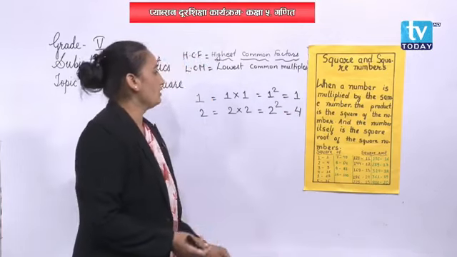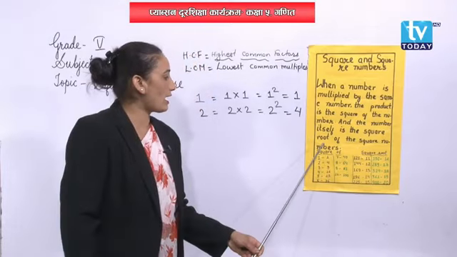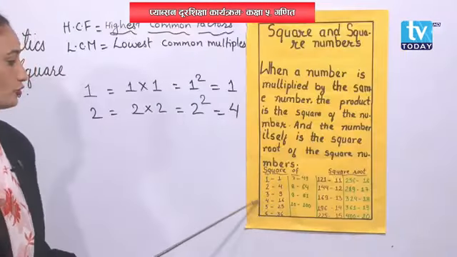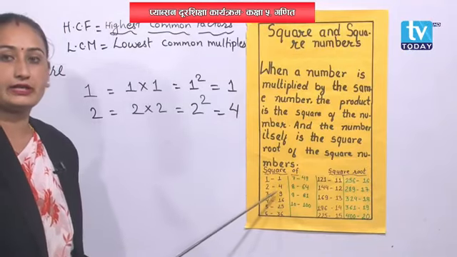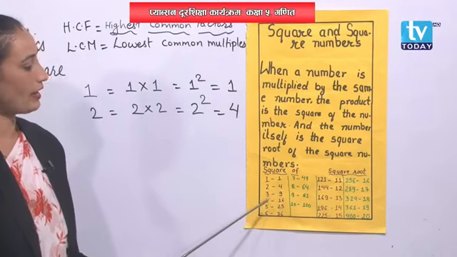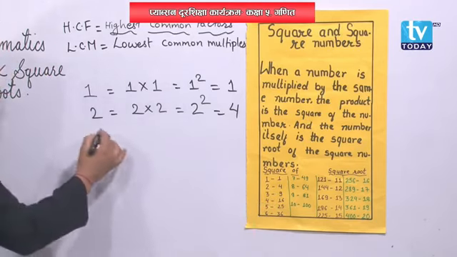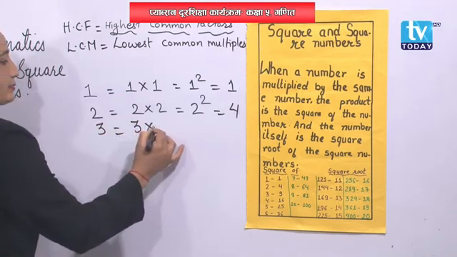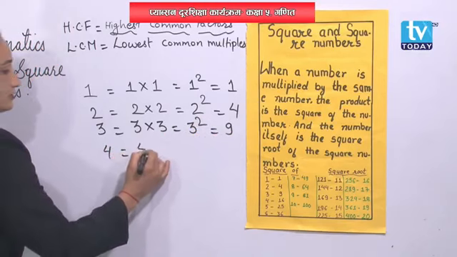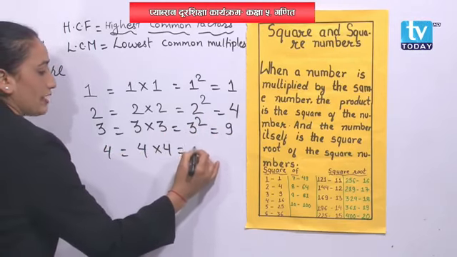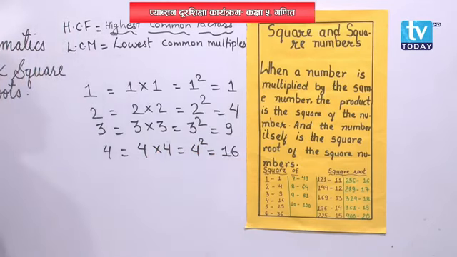Same here, let's learn the numbers. See here, the square of 1 is 1. The square of 2 is 2 into 2, which is 4. The square of 3 is 3 into 3, which is 9. The square of 4 is 4 into 4, which is 16. Let's go on writing also. 3 into 3 equals 3 square equals 9. 4 into 4 is 4 square, it's 16. Are you writing in your notebook also?